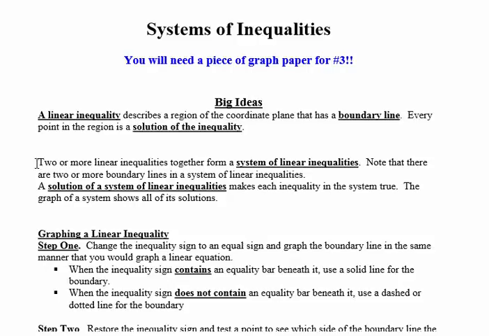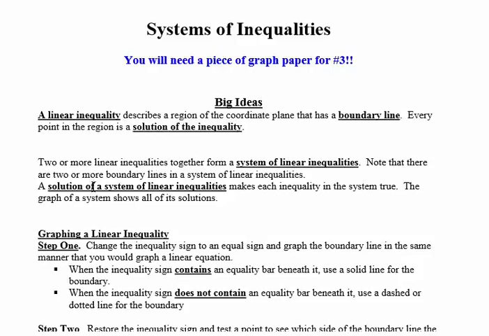Now, the next point here is that if you have more than one inequality, together it would form a system of linear inequalities. And so when you have this case, then you're going to have more than one boundary line. And so when you start shading your solution set, you're going to have overlapping regions. Anywhere that you have an overlapping region of where you've shaded, that's going to be considered your solution set.